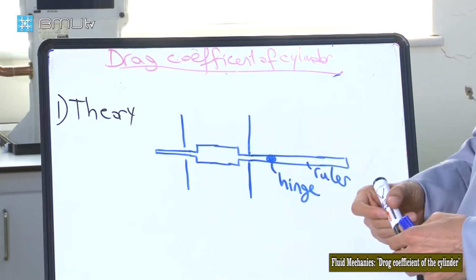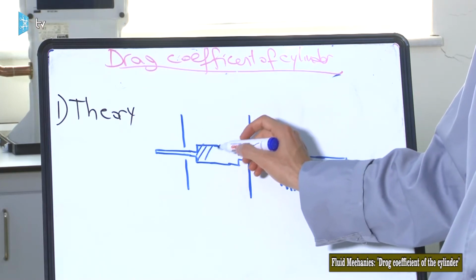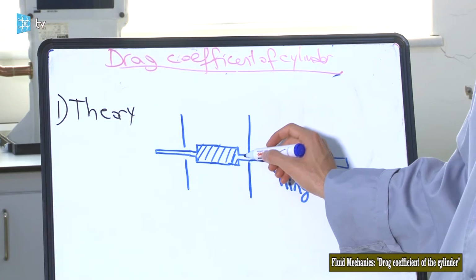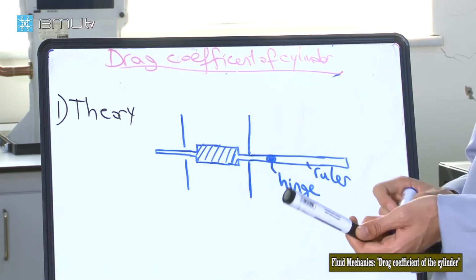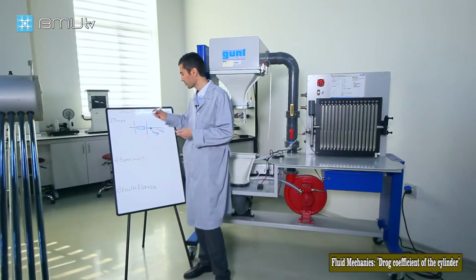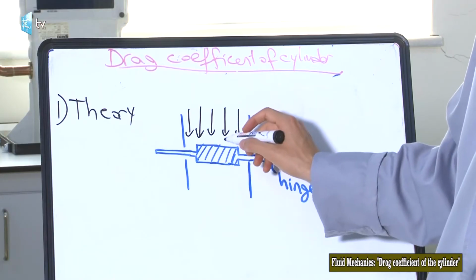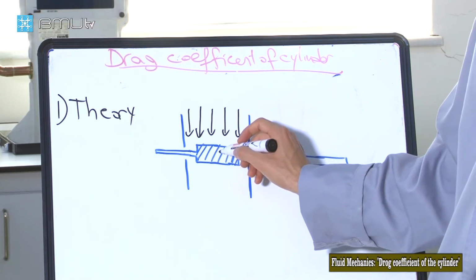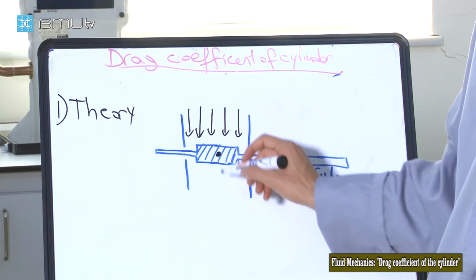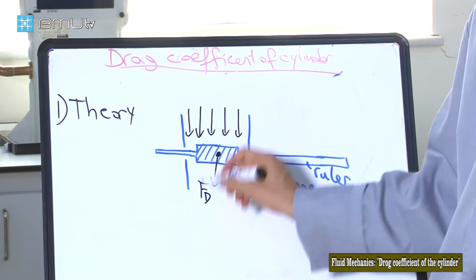So the theory is that we have a cylinder here. This one is the cylinder that I'm trying to measure the drag coefficient of. Here it has two axes, one there and the other one here. Over that cylinder I will have some air flowing. This air flow will create some drag force acting on the cylinder. I will assume that it acts at the center of the cylinder, as a resultant drag force.